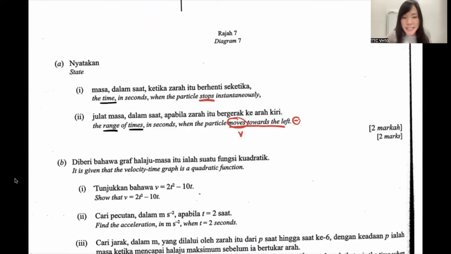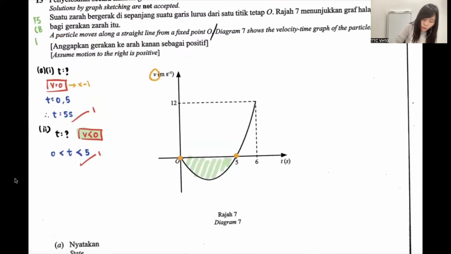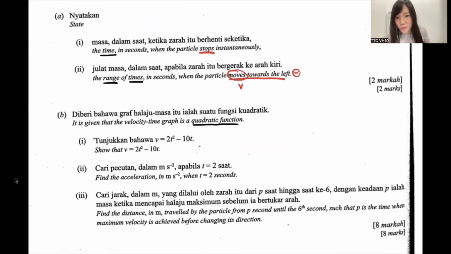B. Now they say, given that the velocity-time graph is a quadratic function, whoa. Do you guys realize they actually mix with Form 4, Chapter 2? At most, I like to mix in Chapter 1. So cannot just have one chapter good, must have every chapter good. Every single thing you must know at least. No need to be good, but at least you must have the basics.